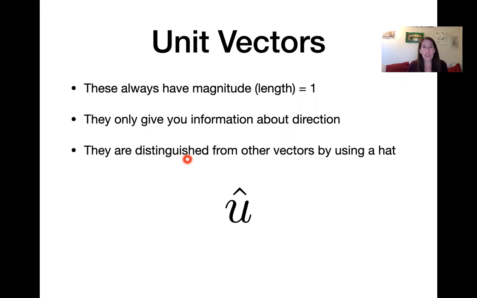And they're going to be distinguished notationally from other vectors by using a hat, right? So if I were to write u with the normal vector symbol, then you would just think that's vector u. Whereas now that you see that it has a hat on it, you know that this is a special vector that only has length equal to 1.